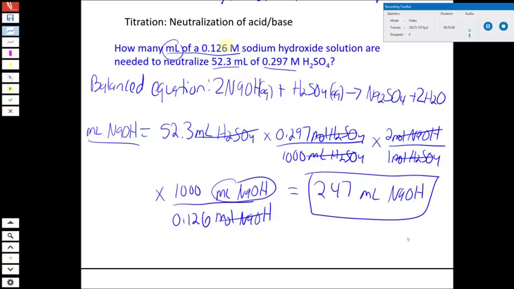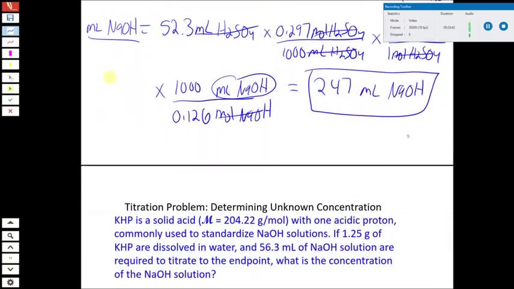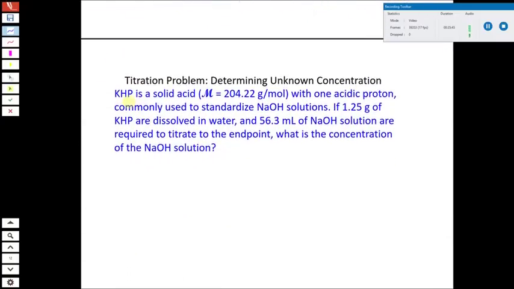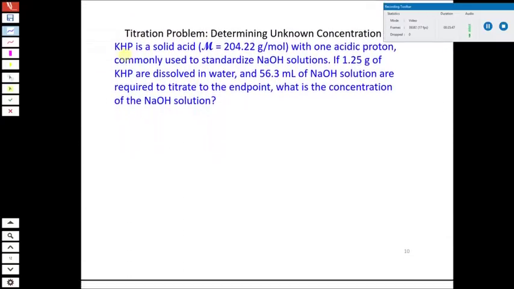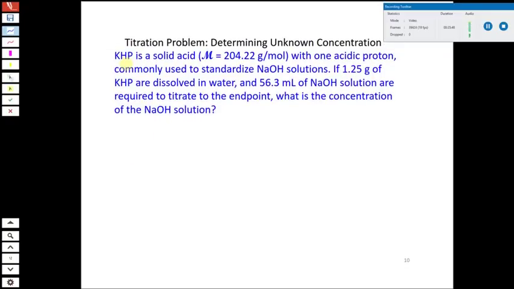Okay. And we're just going to keep doing a bunch of these now to see all the different variations we can have for titrations. So we're going to just plow right through a bunch of these. All right, another thing that we can do with titrations, and probably the more typical use of a titration experiment in a lab, is to determine an unknown concentration.